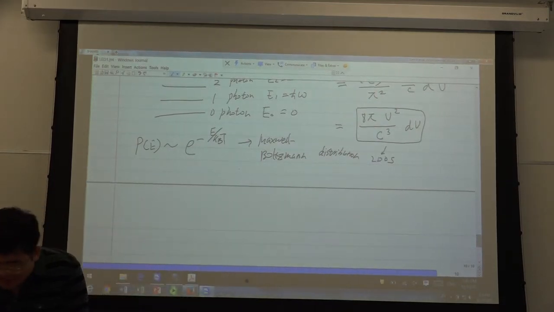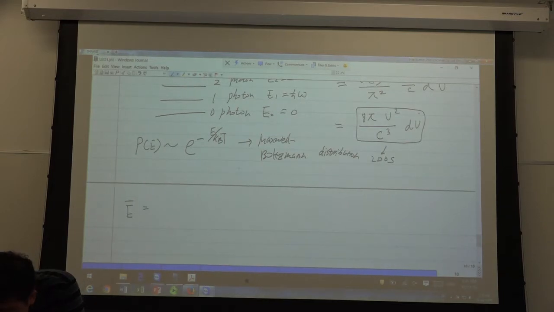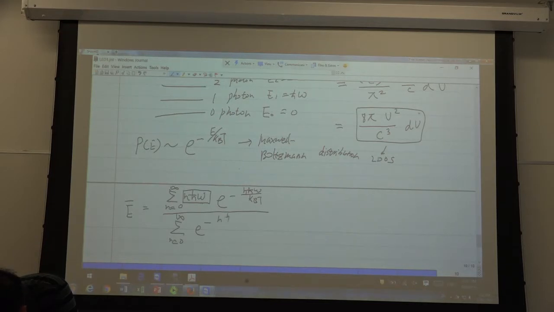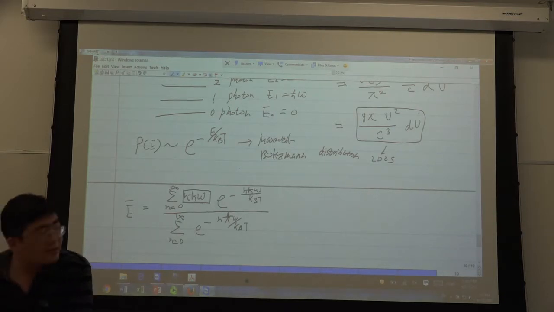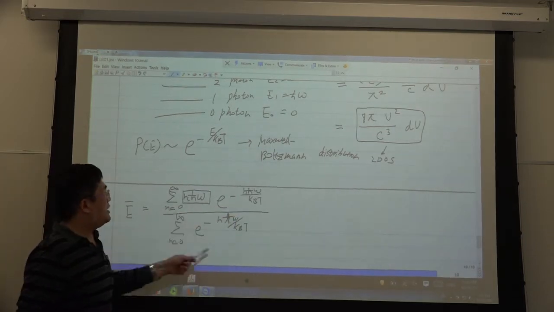So how do we get the average energy? It's very simple, just statistics. Sum of n h bar omega, n from 0 to infinity. This is the energy for n photons, multiplied by the probability. But this probability is not normalized, so I normalize. This is the photon number, and this is the probability I normalize.